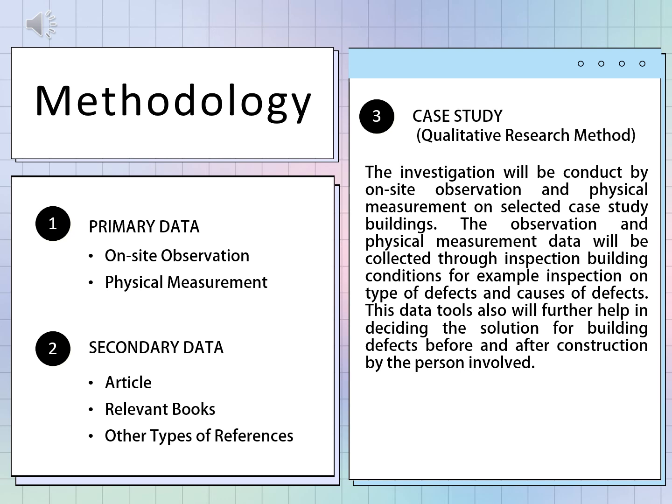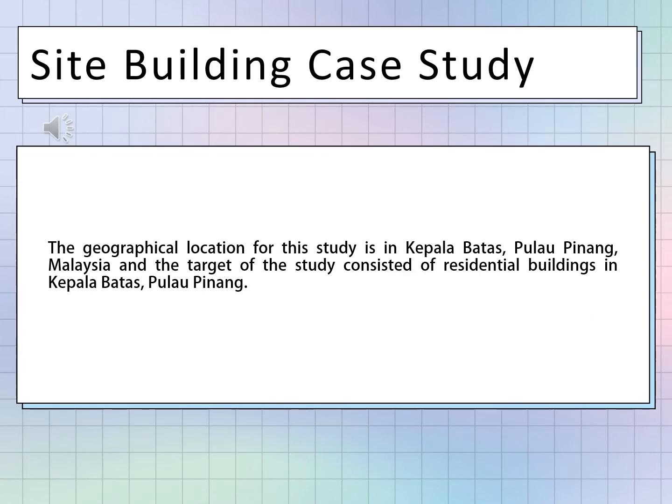The investigation will be conducted by on-site observation and physical measurement on the selected case study building. The observation and physical measurement data will be collected through inspection of building condition, for example, inspection on the type of defect and causes of defect. These data tools will also help in deciding the solution for building defect before and after construction by the person involved. The geographical location for this study is in the area of Kepala Batas, Pulau Pinang, Malaysia, and the target of the study consists of residential buildings in Kepala Batas, Pulau Pinang.